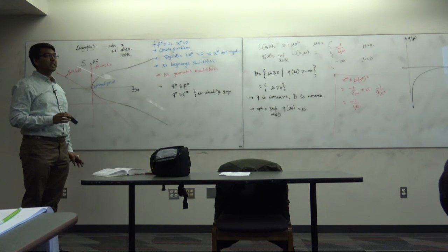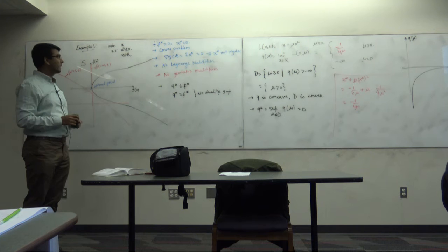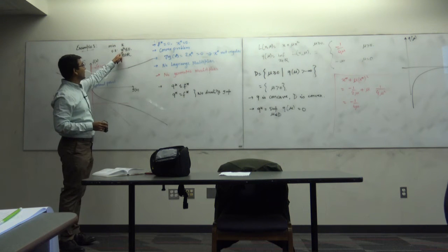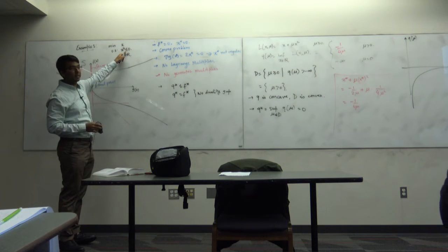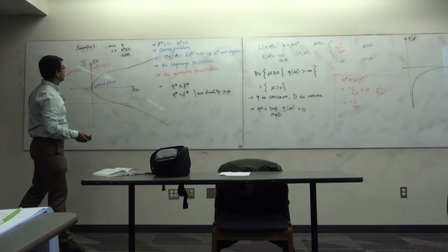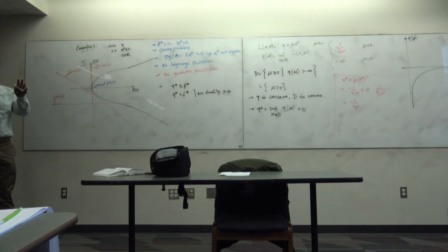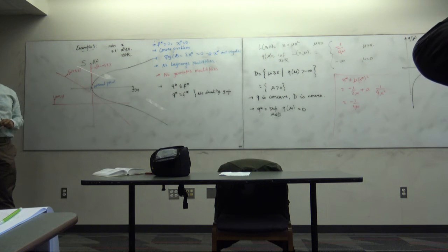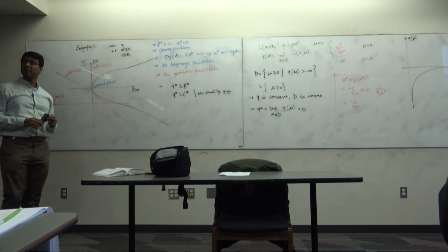You need what is known as the Slater constraint qualification, which basically means that there has to be a point where the inequality is strict. But that's not the case here in this problem. We'll get to that proof in the next class. Any other question?